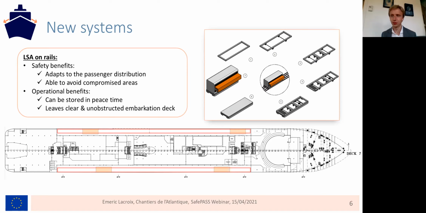Also, we do have some operational benefits. So meaning that in peacetime, it's actually interesting for a cruise ship. That's not the goal here in SafePASS, but it is something we usually tend to look at. So in peacetime, you can decide to store the LSA in a certain space, a certain area in the ship, and it leaves you a clear, unobstructed embarkation deck where every passenger can enjoy the cruise.